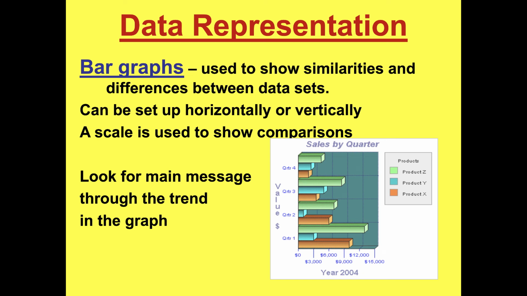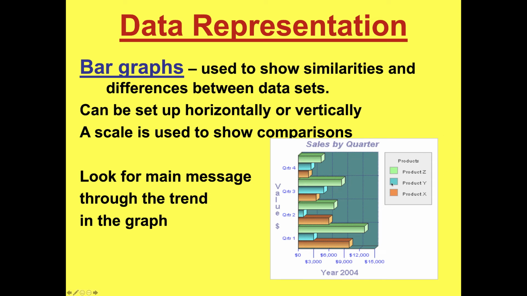A second way to represent information is what's known as a bar graph. Bar graphs are commonly used to show either similarities or differences between two different data sets. They can be set up as this is, horizontally, or, probably more commonly, vertically. And the scale is used to compare one data set with another. Again, you want to look at the main message for this.